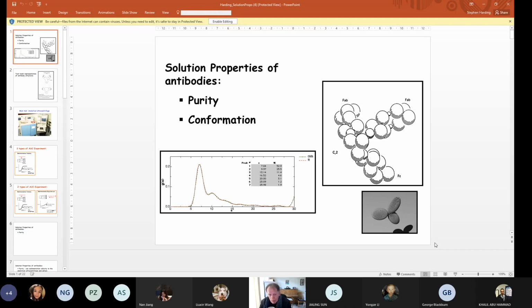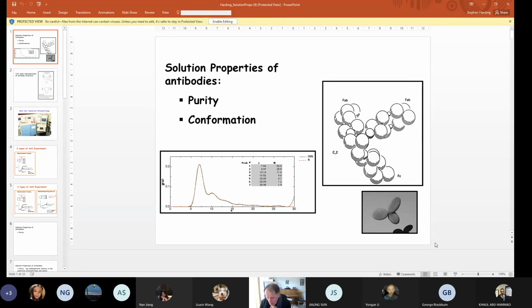Antibodies can be very difficult to establish conformations, structures. Techniques like X-ray crystallography can struggle in terms of trying to produce structures, because antibodies, or most of them anyway, are intrinsically flexible structures. Does anybody know which part of the antibody molecule confers this flexibility? I think the hinge region. Absolutely, the hinge region. So the hinge region confers flexibility.